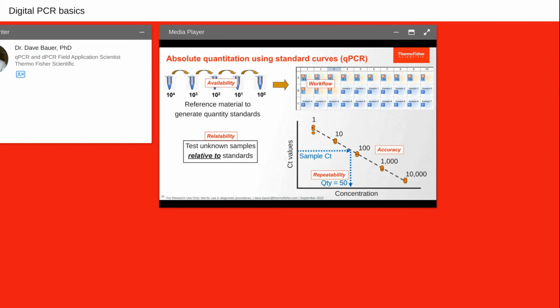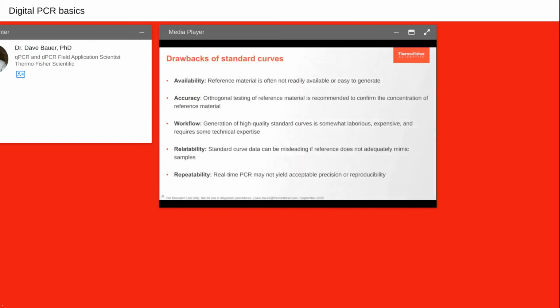And of course, workflow finally. So looking at the top right, the standard curves, you have to put those onto your plate. They consume time, resources, reagents, money, and you have to repeatedly set those up as good practice. So it just has another extra level of impact on the workflow. This slide's just summarizing everything we just went over with the drawbacks of standard curve.